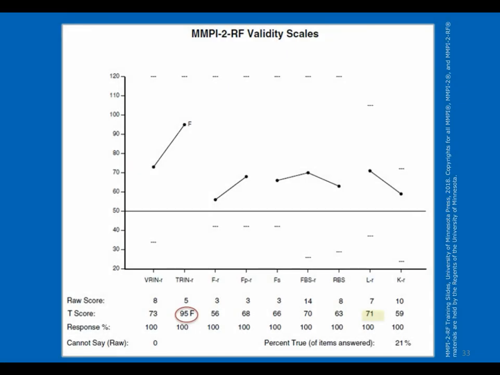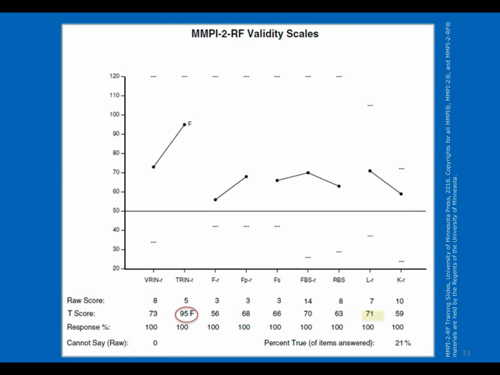Here's another example. In this case, we have elevated scores on TRIN and L. We do see a cannot say score of 0 there, so this individual responded to all 338 of the questions. And now in this case, the TRIN score is higher than our cutoff of 80. So again, that completely invalidates the protocol. If either VRIN or TRIN are greater than 80, it completely invalidates the protocol, including the other validity scales. So we stop here at TRIN, we go no further.